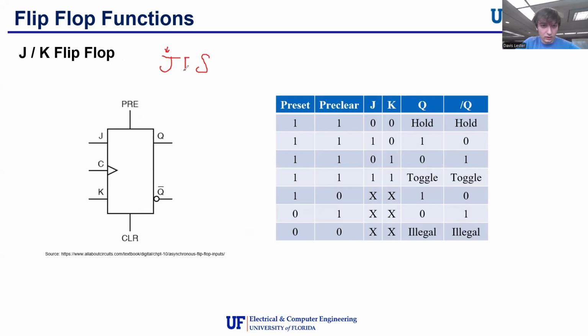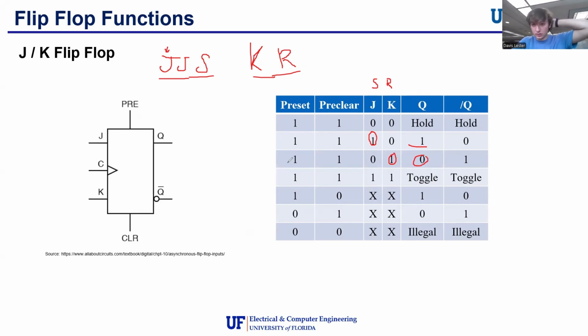It'll look like this, which you can make it look like an S. And we can do the same thing with a K. If I take a K, kind of a bad K, and I wrap around this part of the K, and keep the bottom part, it looks like an R. So we know that J is like S and K is like R, which means that if I just write that here, S and R, we can see here, if J is true or S, it sets. And if K is true or R, it resets.